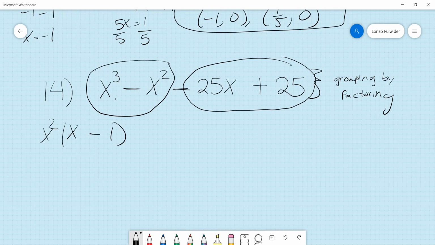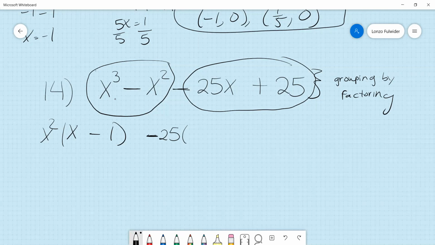Now let's focus on the negative 25x and the positive 25. Is there anything you can take out? Can I take out a positive 25 or a negative 25? This is the part where you have to manipulate it. I'm not going to take out a positive 25 because you're not going to get a factor of x minus 1. You have to manipulate it to make it look like one of these factors. So that's why I'm going to take out a negative 25.